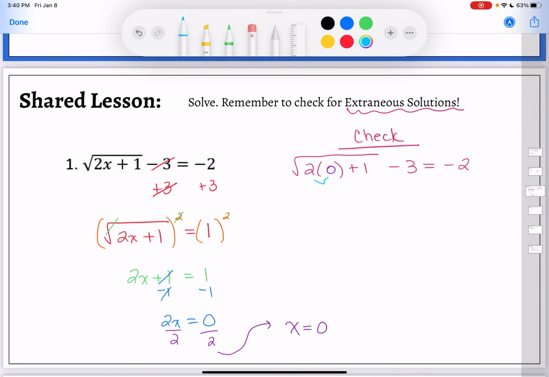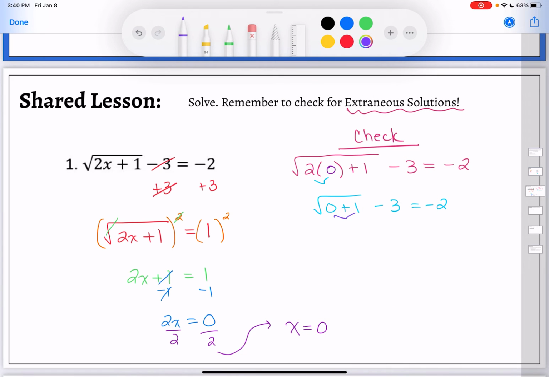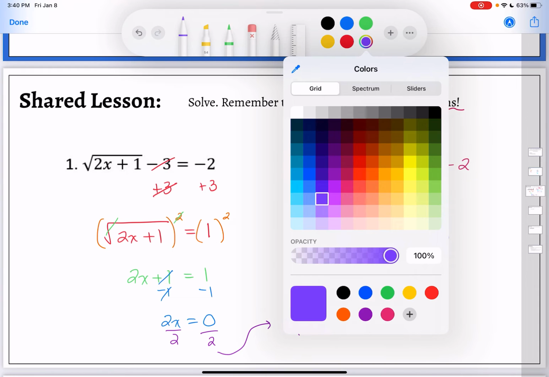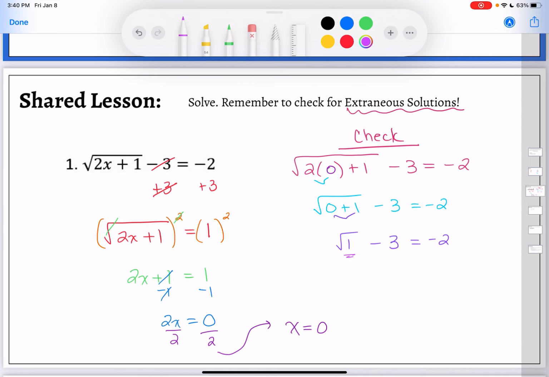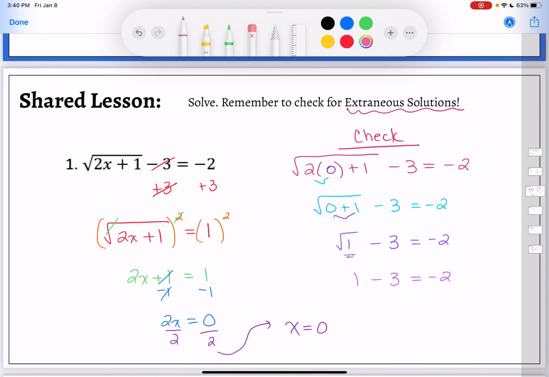radical here. 2 times 0 is 0, so I'll have the square root of 0 plus 1 minus 3 is on the outside, equals negative 2. 0 plus 1 is 1, so I'll have radical 1 minus 3 is supposed to equal negative 2. Square root of 1 is 1, so I'll have 1 minus 3 equals negative 2. It's looking good. 1 minus 3 is negative 2 equals negative 2. So yes, x equals 0 is a solution.